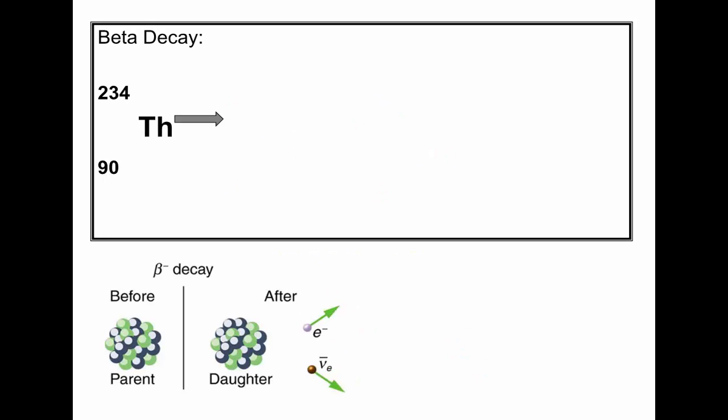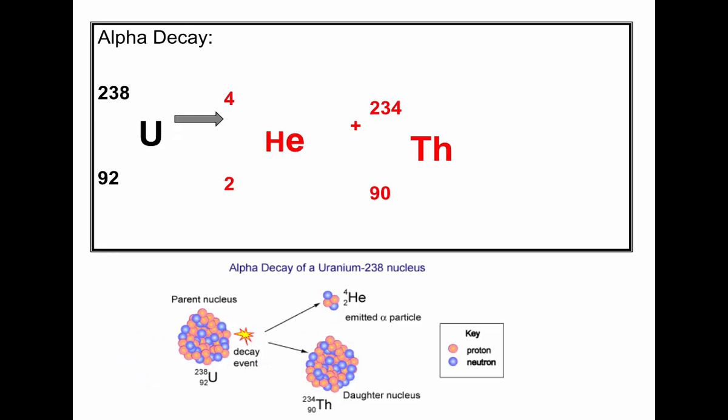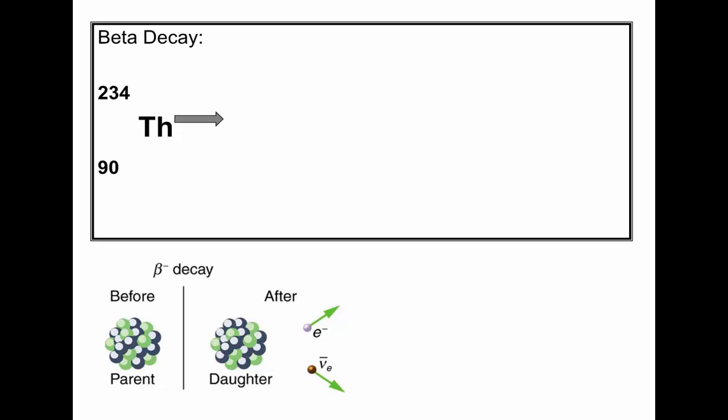Well, let's think about beta decay. In beta decay, we have this thorium-234, atomic number 90. If it goes through beta decay, it's emitting an electron. What's going to happen to its atomic mass? Nothing, because an electron has no mass, really. What's going to happen to its atomic number? Up or down? I hear both. It's up, because you're subtracting a negative number. You're losing a negative.